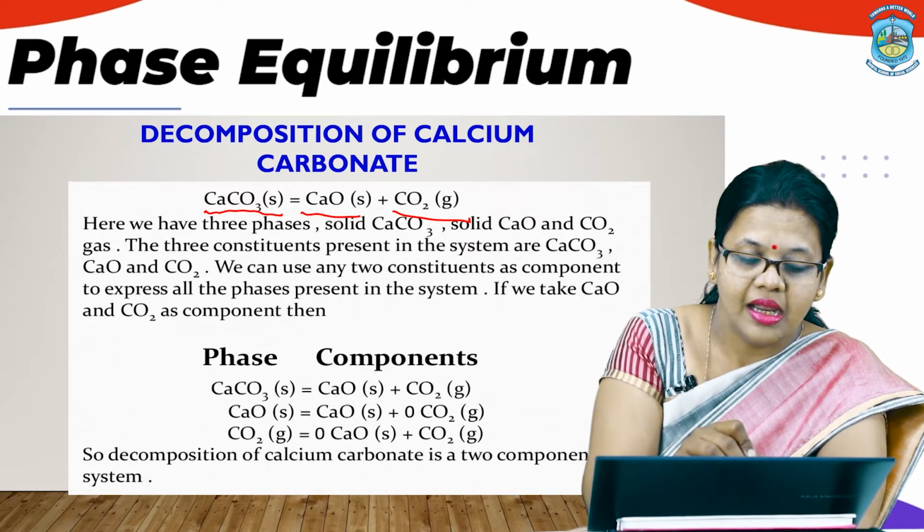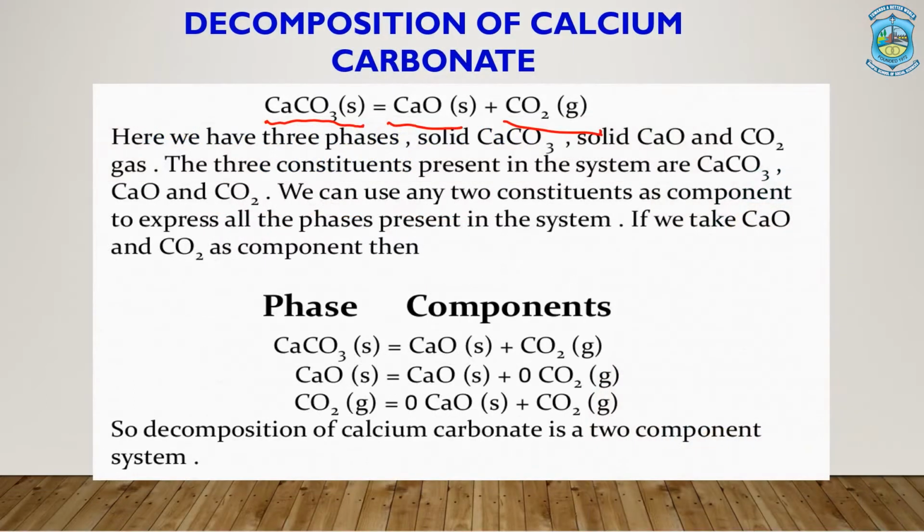If we take this example and I want to express the composition of all the three phases, calcium carbonate, calcium oxide and carbon dioxide, I need at least two components to be present so that I can express the composition of the third one. Like the first equation, the composition of calcium carbonate can be obtained by adding calcium oxide and carbon dioxide. For calcium oxide alone, carbon dioxide can be ignored. Similarly, for carbon dioxide, calcium oxide can be ignored, and carbon dioxide itself is present to show the composition of CO2. So if we take calcium oxide and carbon dioxide, we can express the composition of the two individuals as well as calcium carbonate.